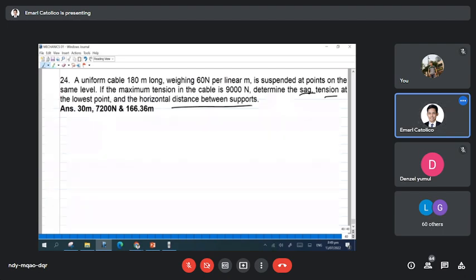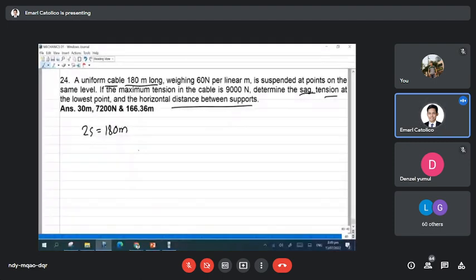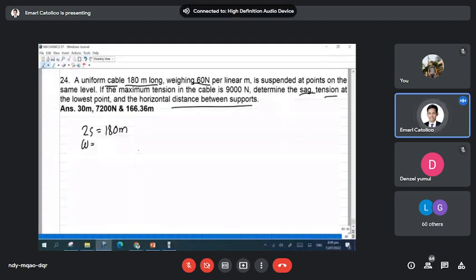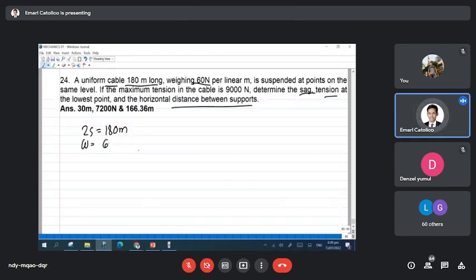Meron tayong 180 meter long. So, hindi porket long, yan na yung span, ano? So, cable yan, ibig sabihin yan yung length ng cable. Meron tayong weight, omega, of 60 Newton per meter. Maximum tension in the cable, so capital T. Yung isang tension is H, yun yung tension at lowest point. Since maximum tension yan, capital T yan.